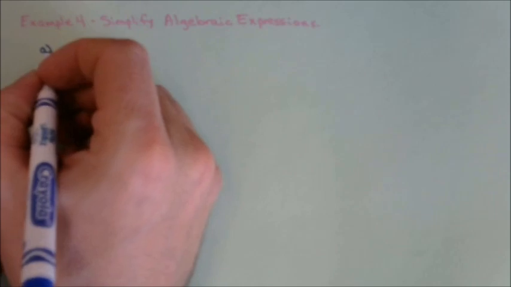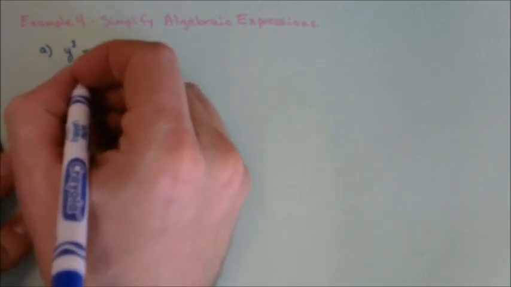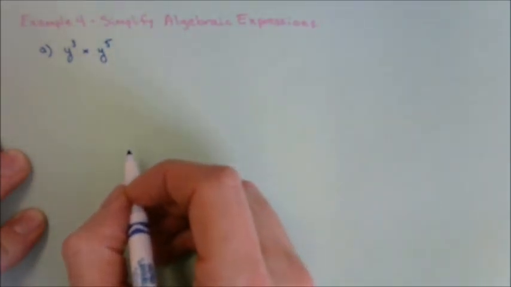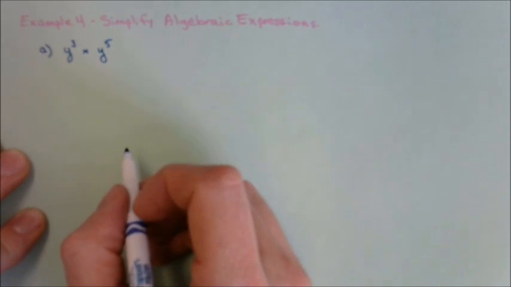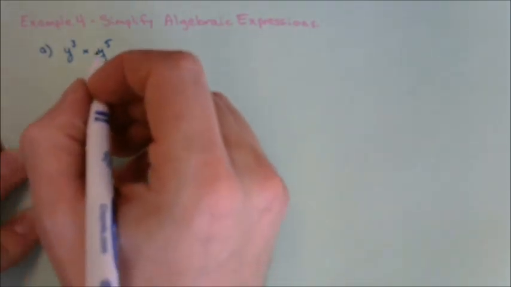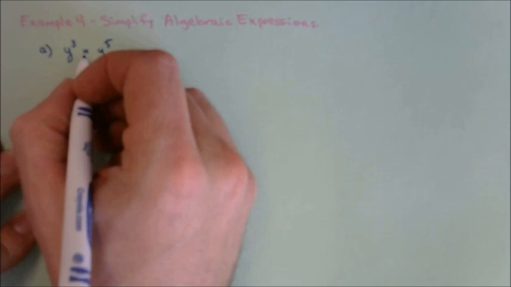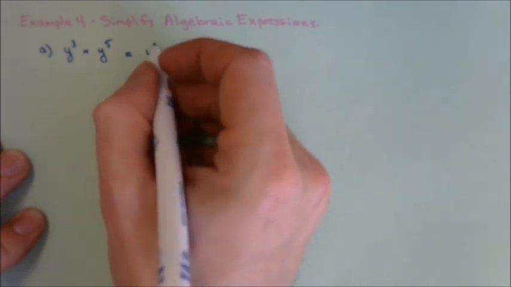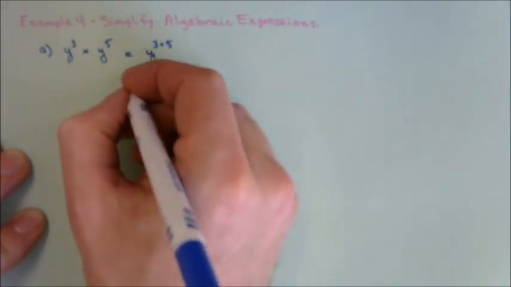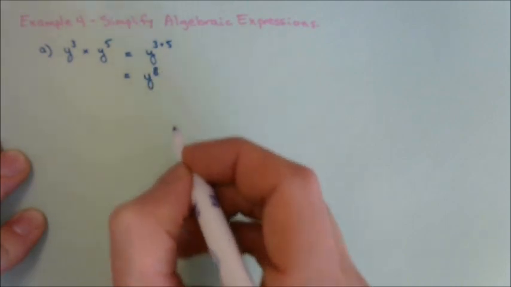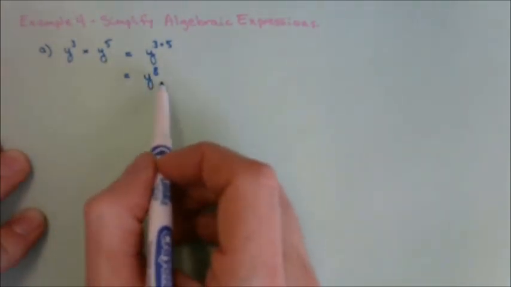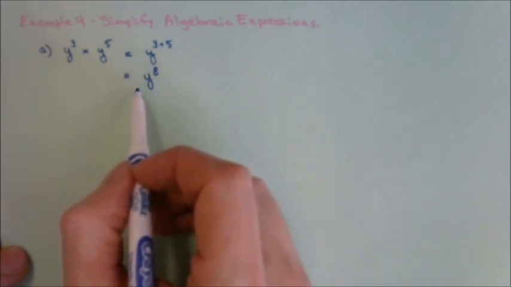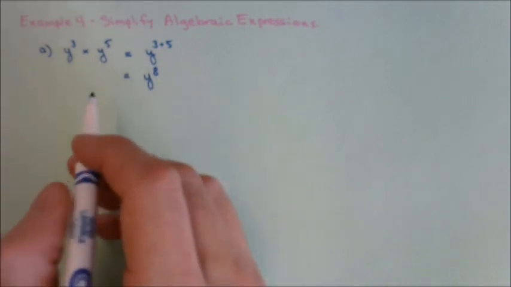In A, we're given y to the power of 3 times y to the power of 5. Now think, which exponent law am I going to be using? And you should have come up with the product rule, which tells us that if we're multiplying two powers with the same base, we can just keep the base and add the exponents. It's going to give us a final answer of y to the power of 8. Now this is sufficiently simplified. You don't know what y is, so you can't calculate anything here or evaluate, but you can simplify.